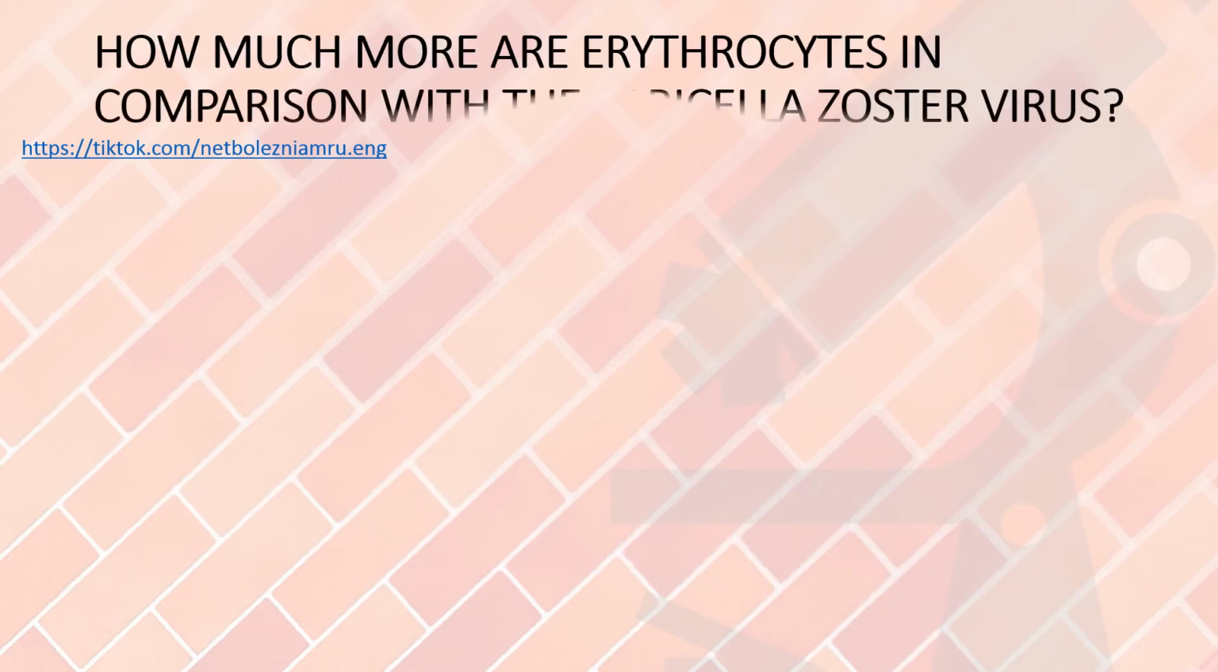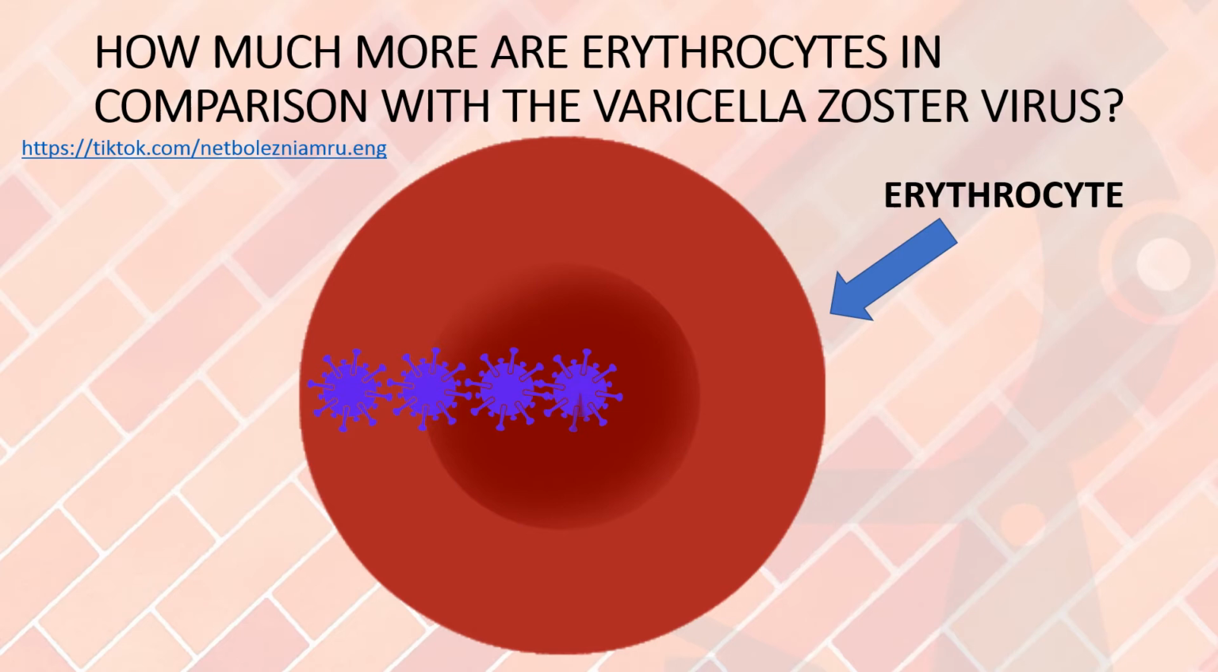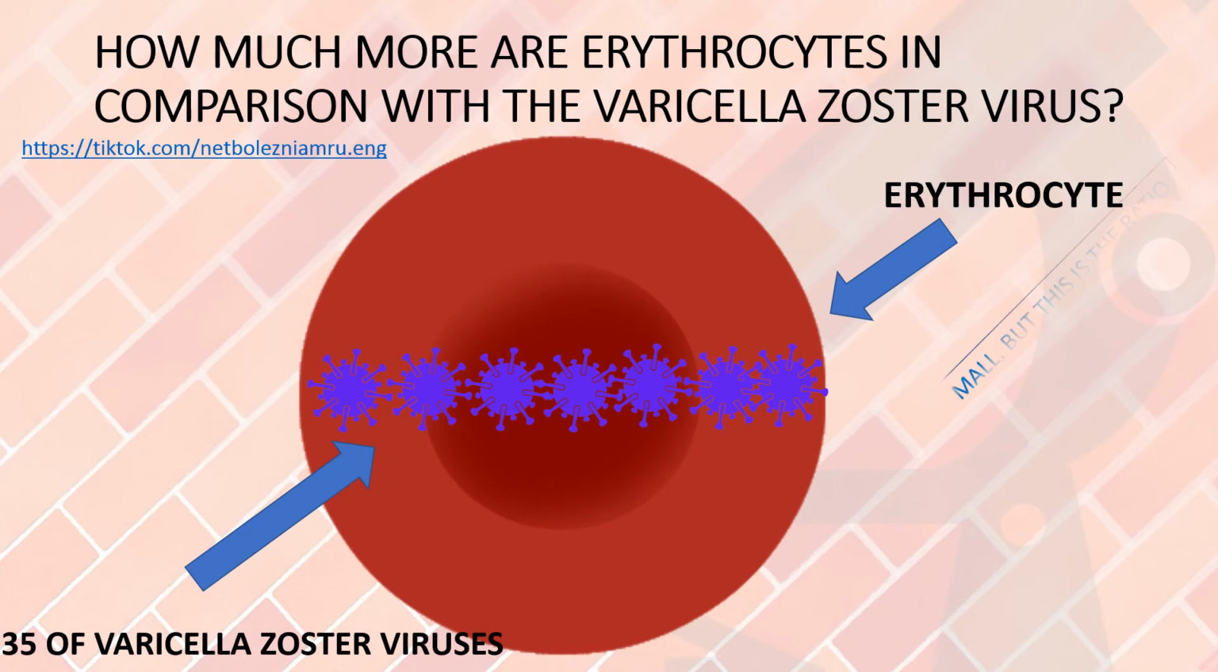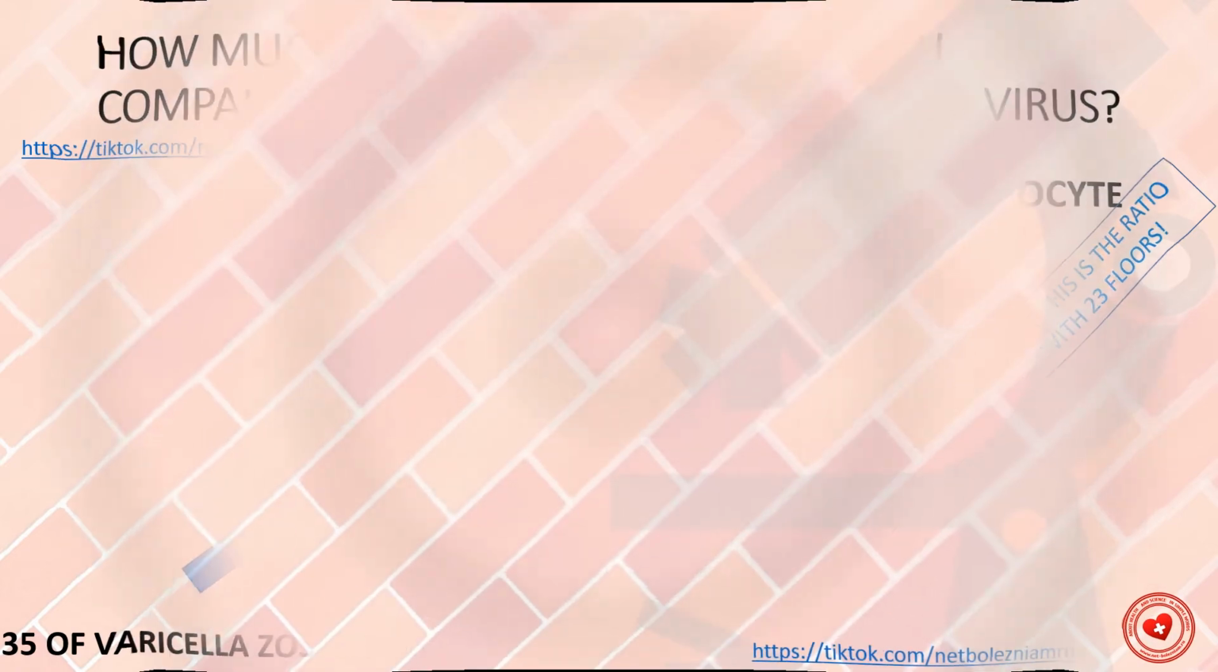Now, let's imagine a red blood cell in the center of a screen and place the varicella zoster viruses along the diameter line. Varicella zoster virus, another varicella zoster virus, 200 nanometers, another 200 nanometers. How many varicella zoster viruses will fit on this line? 55 varicella zoster viruses. Not so much at first glance, but this is a ratio between an adult and a house with 23 floors. This is a lot.